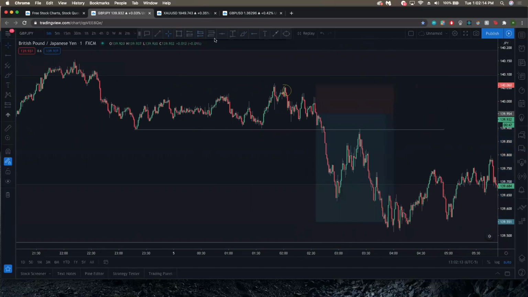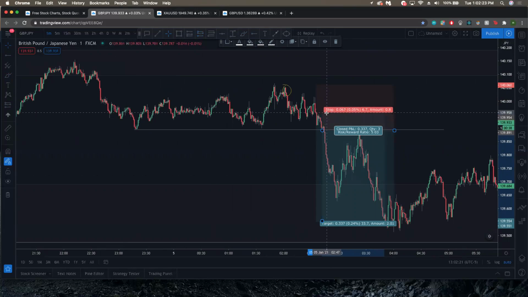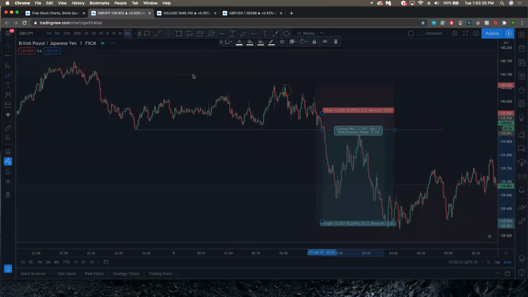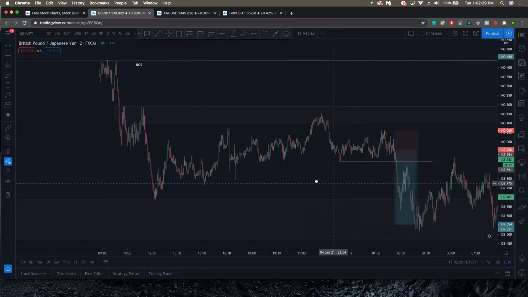Entered there, and I entered at the break of this, because London volume was coming and we'd just broken a level from before. Even on the lower time frames, I really like using the 2 minute. The 2 minute was super clear, right? There's a range to fill.